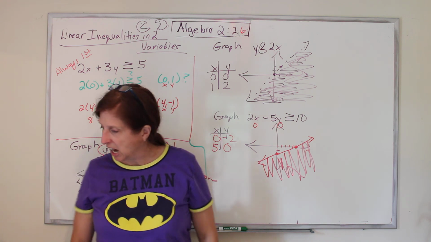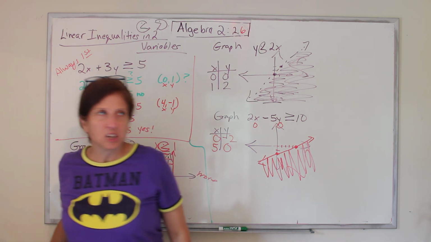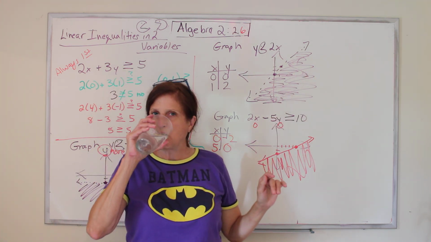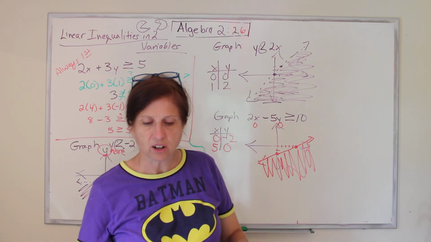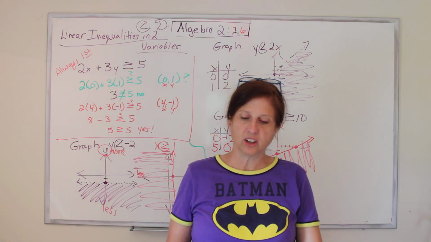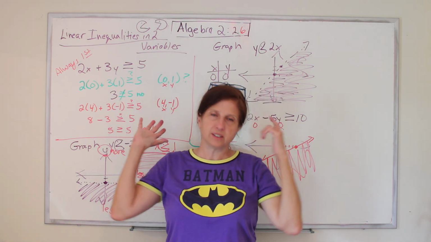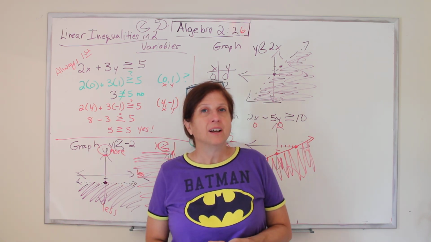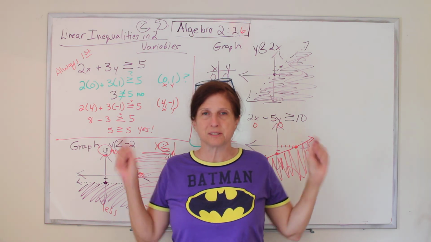So since it's not true for that point, we color the other side that doesn't include the origin. So if you need more help with this, I have lots of videos that go through this all slowly in Algebra 1. Go watch them. But if you're on top of all of this, good enough, go on and come back next time. We're going to talk about something new called piecewise functions. Math is great.